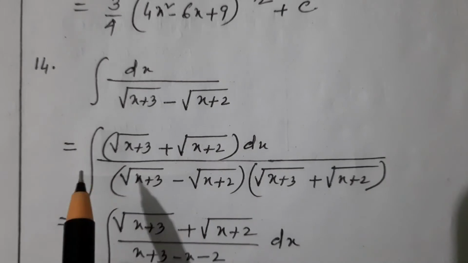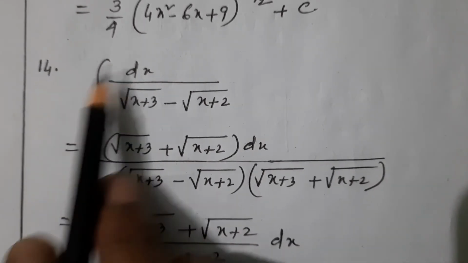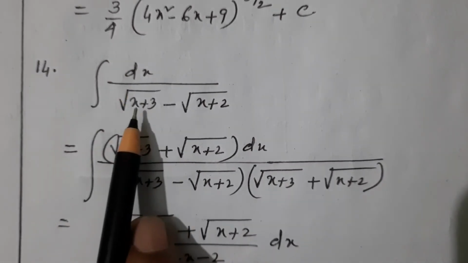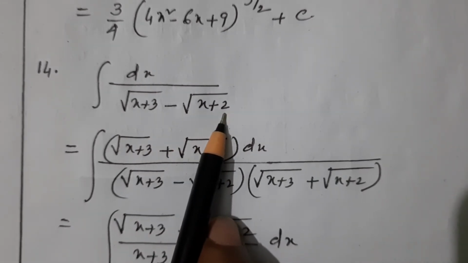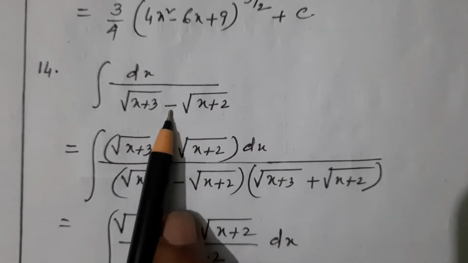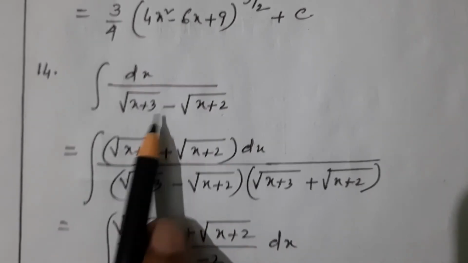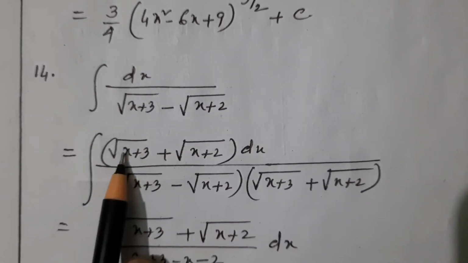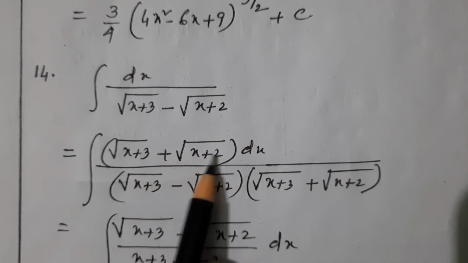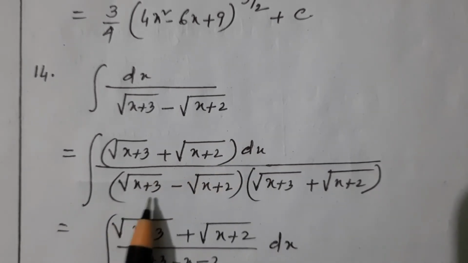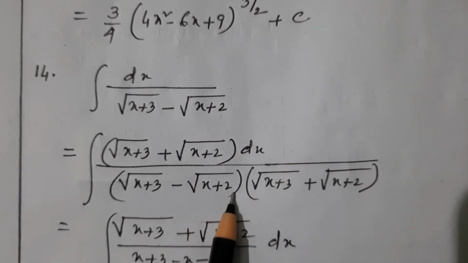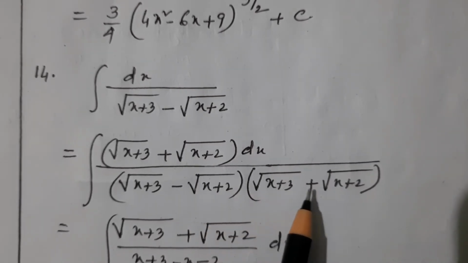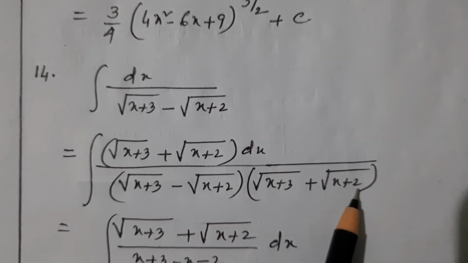Next sum. Question number 14. Integration of dx divided by square root of x plus 3 minus square root of x plus 2. Rationalize the denominator, we get integration of square root of x plus 3 plus square root of x plus 2 dx divided by square root of x plus 3 minus square root of x plus 2 into square root of x plus 3 plus square root of x plus 2.